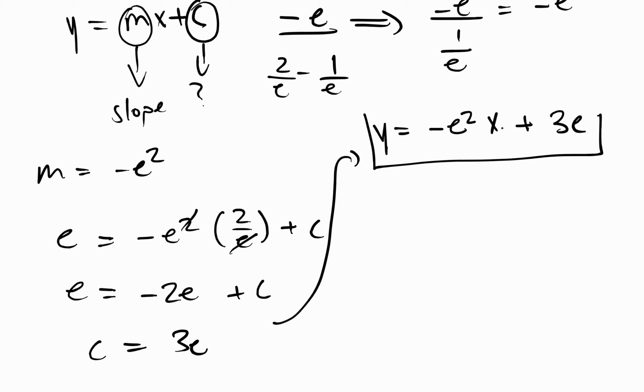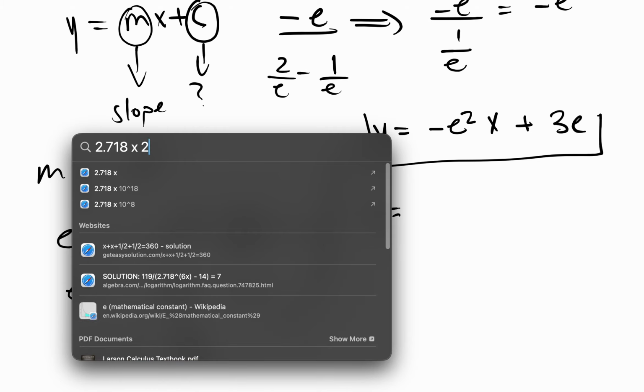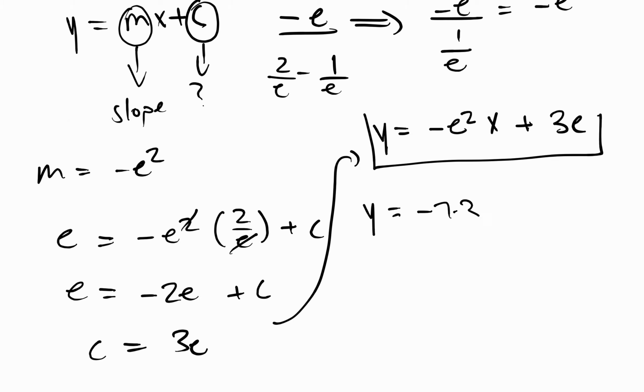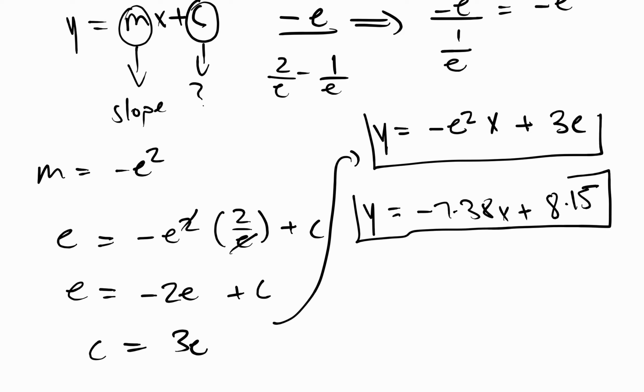But suppose we want to write this with actual numbers instead of e, we can just straight away put this in our calculator, and we'd get, let's see, e is equal to 2.718 something. This thing times itself, 2.718. I might be mistaken here, but I'm pretty sure it's something along these lines. So negative 7.38 x plus, I'm pretty sure 3 times e was like 8.15. Now just put this in your calculator and double check, but the whole process is the same.